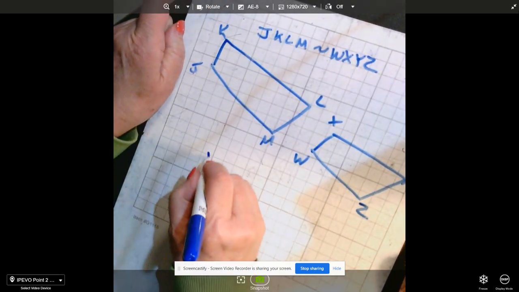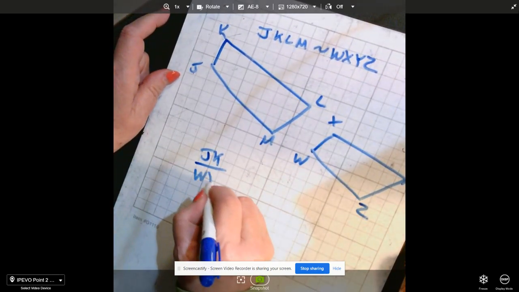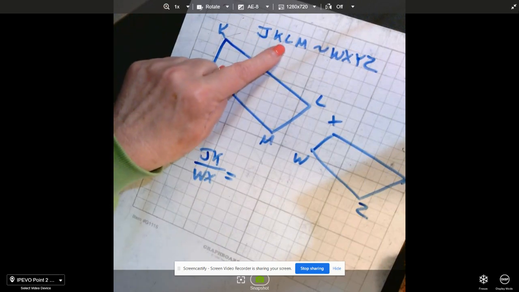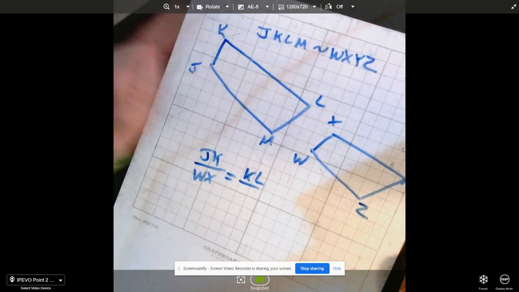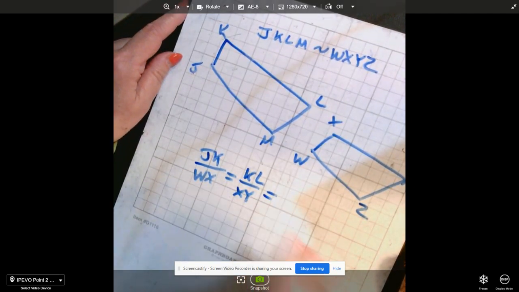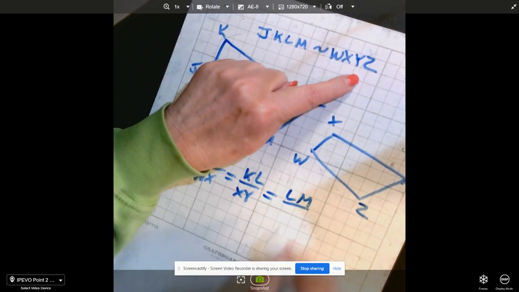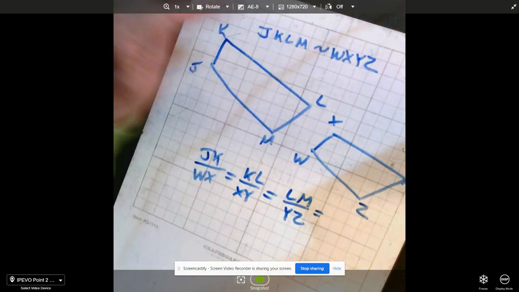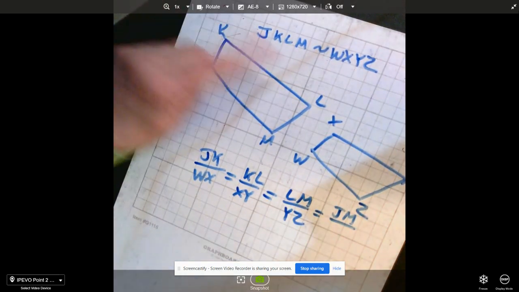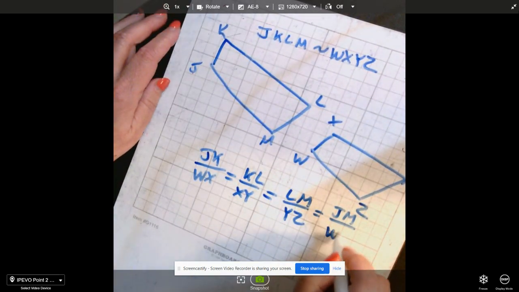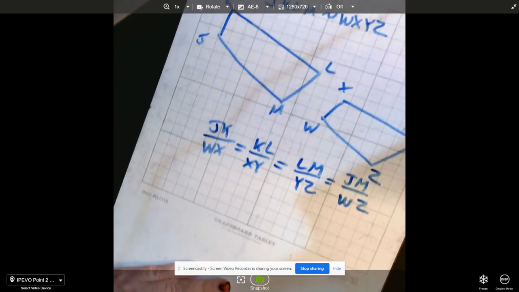So I know the first two, JK, have to be similar to these first two, WX. That ratio has to be equal to the next two, KL and XY. And that has to be equal to the last two, LM over YZ. And that has to be equal to the first and the last, JM, all over the first and the last, WZ. So this is exactly what we did with the triangles. We just have 4 letters now instead of 3.